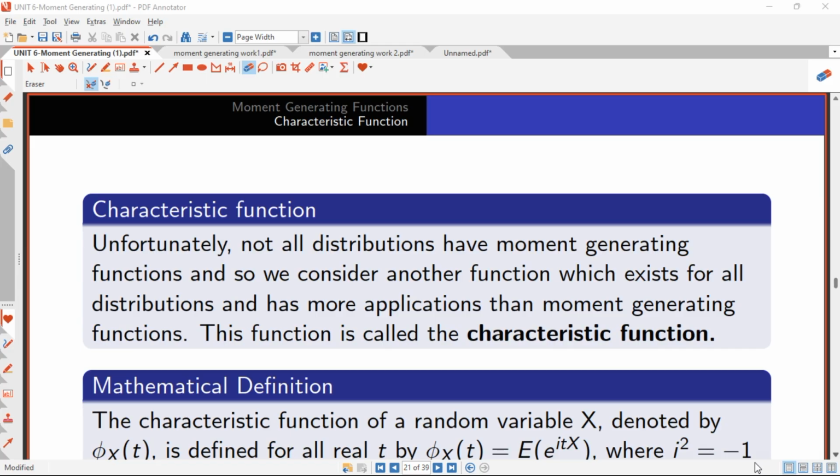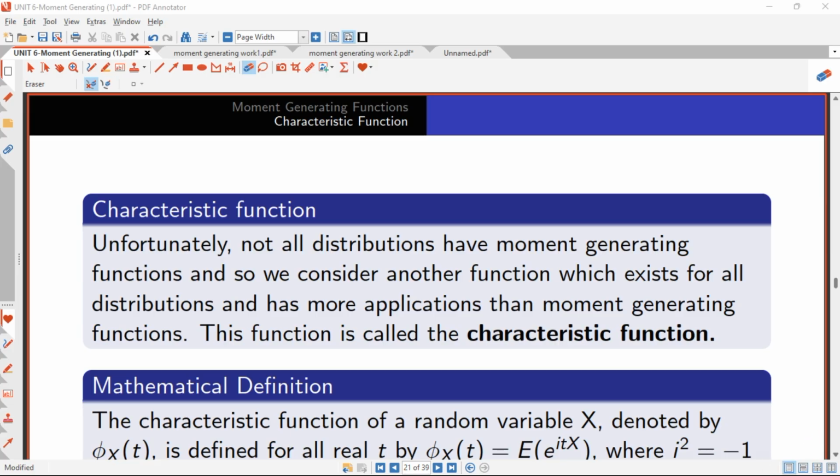For the moment generating function, we just learned that we are going to generate moments for the distributions. But the moment generating function has some weakness, some limitations, right? The characteristic function is going to solve the problems of the moment generating function. So what is the problem for the moment generating function? The problem is that not all distributions have a moment generating function. The characteristic function is going to exist for all the distributions that we have. So this introduction helps us really understand what the characteristic function is.